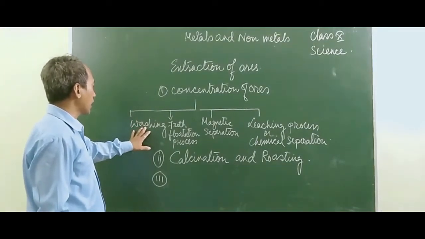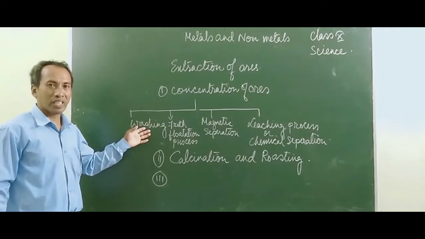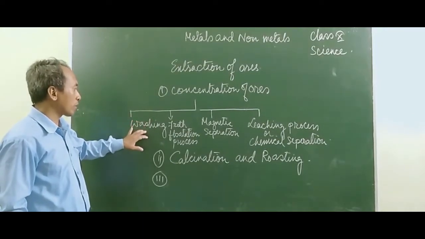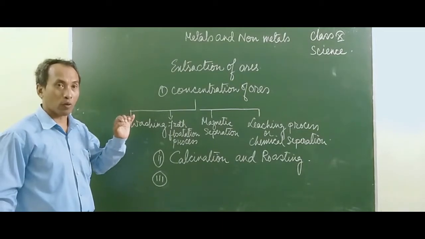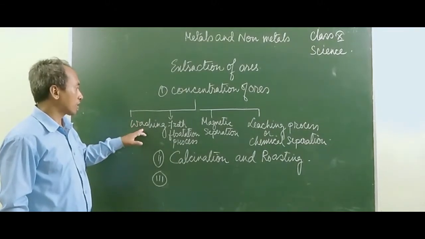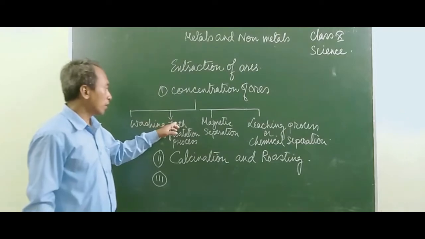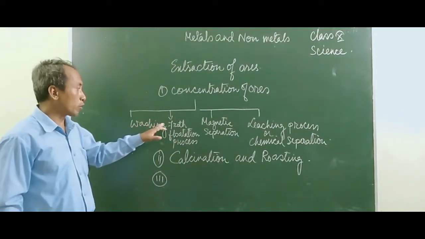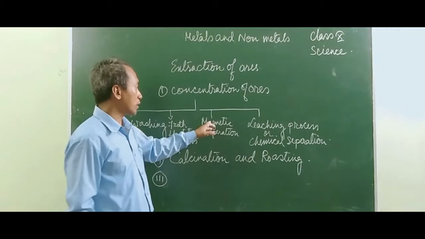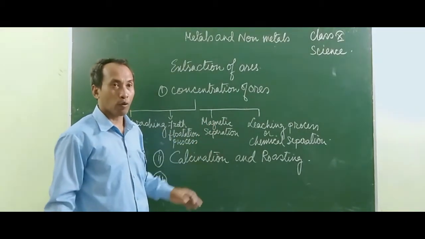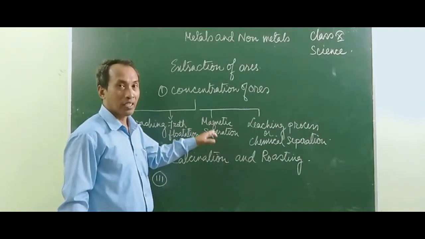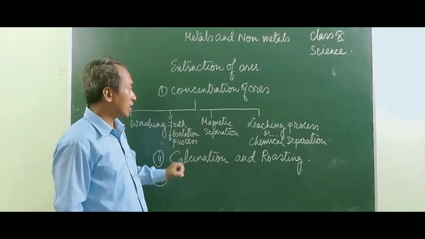Concentration of ores by washing is used for all those ores which contain mud as an impurity. Second, the flotation process is for those ores which contain sulfide as an impurity. Then concentration of ores by magnetic separation is for all those metals which have magnetic properties, such as iron, tin and all. So this is another process.